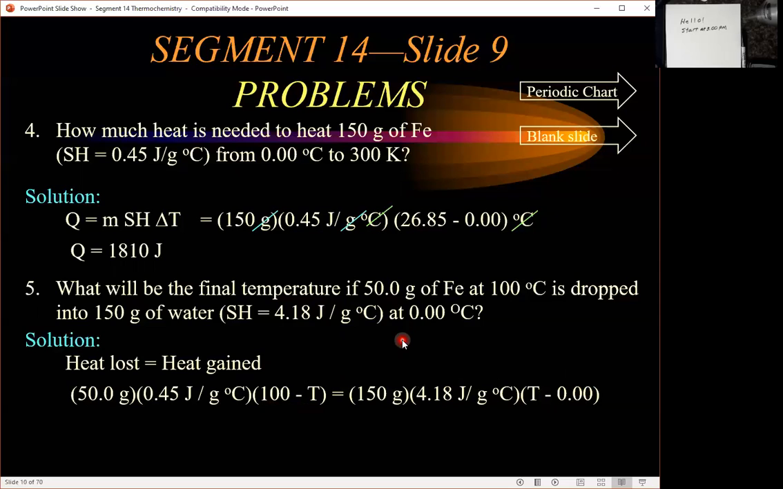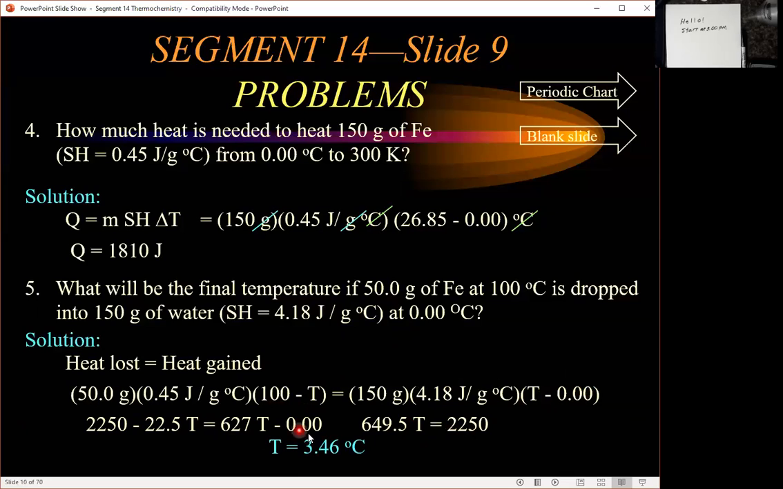Okay. Now, from here on, it's just math. Do the arithmetic. You get this. Solving for T, you come up with 3.46 degrees Celsius. Now, you ought to work this problem out and be sure you get this number. It's really critical that you can do this on your calculator to get to a correct answer.